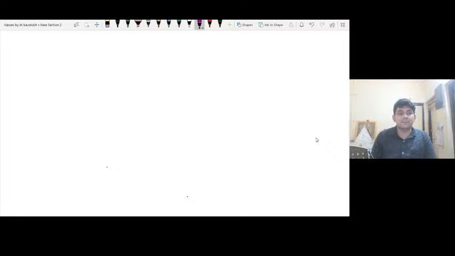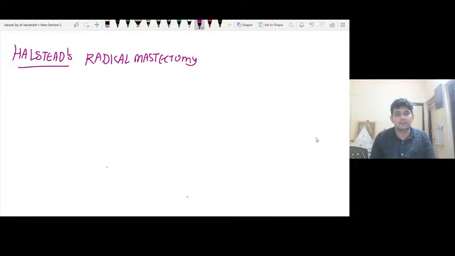So the first and a very basic type of surgery that we need to know is Halsted's radical mastectomy. Now what is Halsted's radical mastectomy? Radical का मतलब होता है to remove everything. So whenever in surgery you have the word radical, this means everything related to the area or region of interest is to be removed. So what do you actually include in Halsted's radical mastectomy? What things are removed?